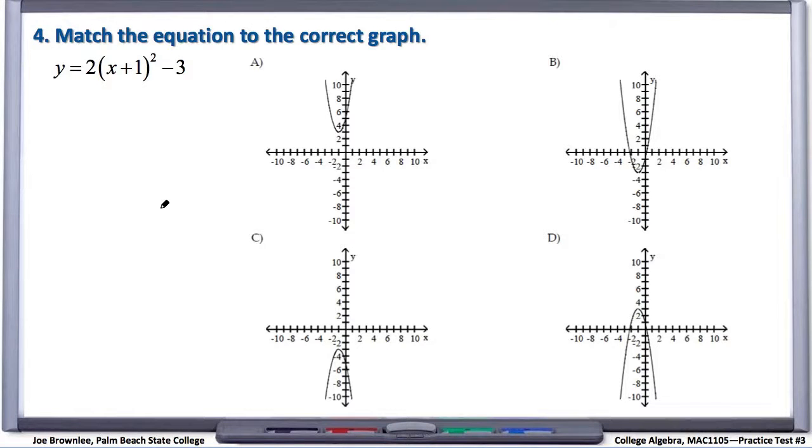All right, number 4, match the equation to the correct graph. And we've been given the equation y equals 2 times quantity x plus 1 squared minus 3. And we know that this is going to be the graph of a parabola, right? This is a quadratic equation, so we know a parabola.